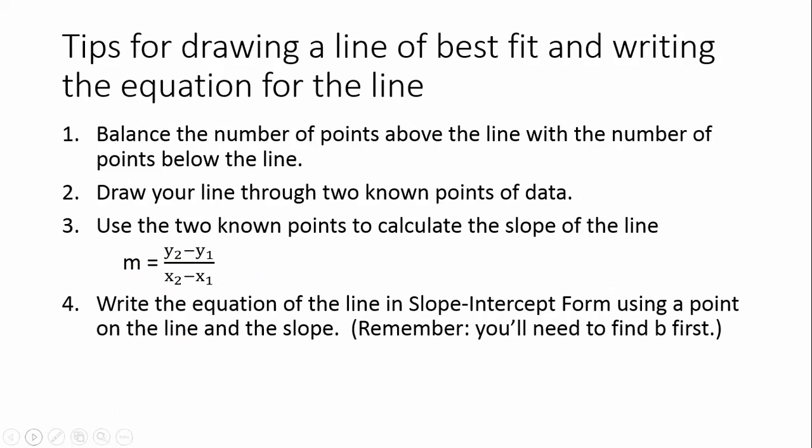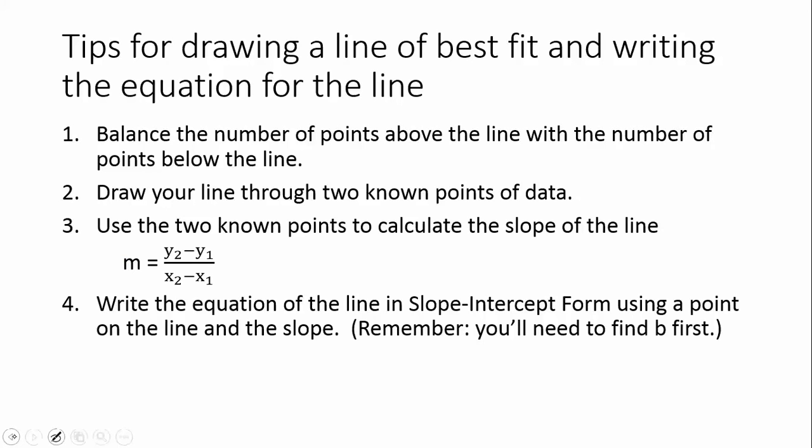The second thing you want to do is draw your line through 2 known points. And the reason why you want to do it through 2 known points is because then on step 3, you're going to use those 2 known points to calculate the slope. Remember the slope formula, m equals y2 minus y1 over x2 minus x1.